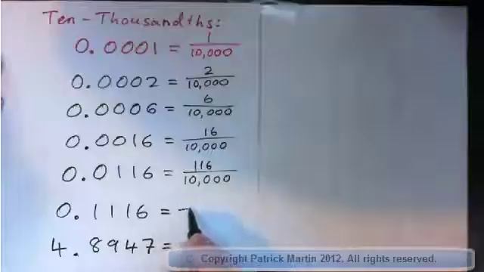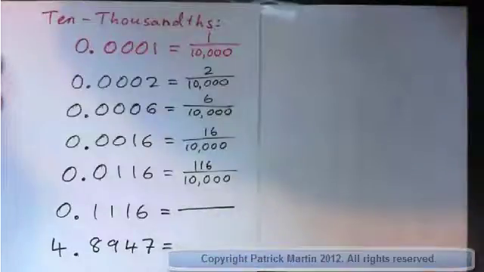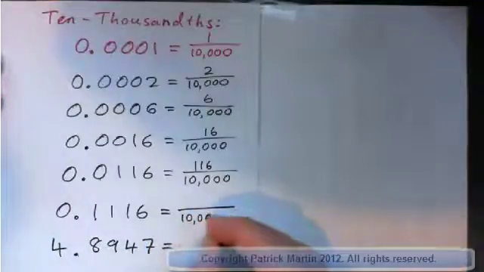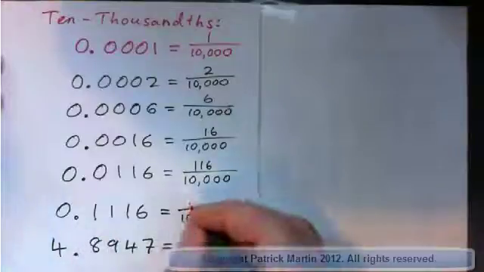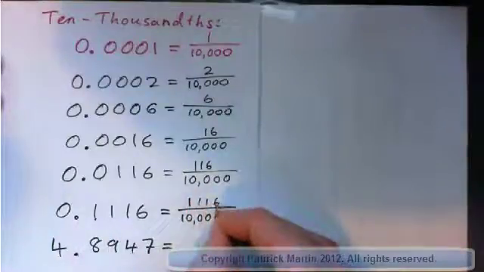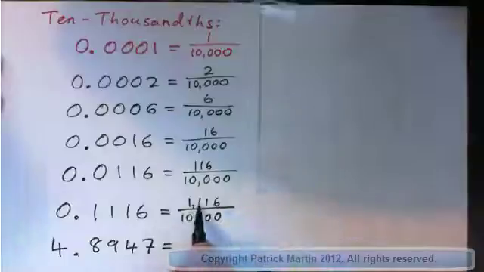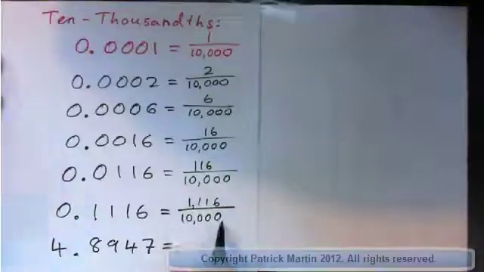How about this guy? 0.1116. And again, it's ones, tenths, hundredths, thousandths, 10 thousandths. So we know we've got 10 thousandths. So how many of them do we have? 1116, or 1,116 10 thousandths. That's a funny one, isn't it?